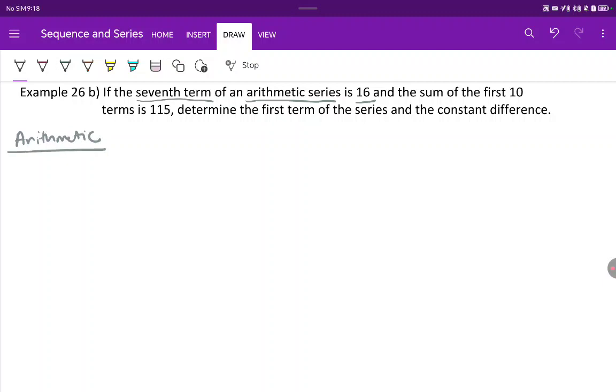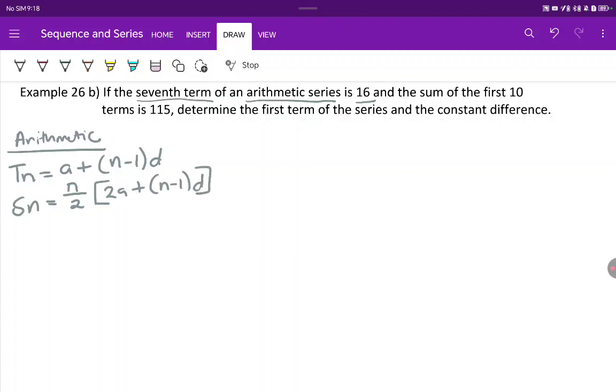I have a few formulas. I have my Tn formula, which is a plus bracket n minus 1 times d. And I have an Sn formula. Do you remember the Sn formula? It's n over 2, open bracket, 2a plus n minus 1 times d. Those are my arithmetic formulas. Those are the two that are possible to use in the simultaneous equations based on the question.